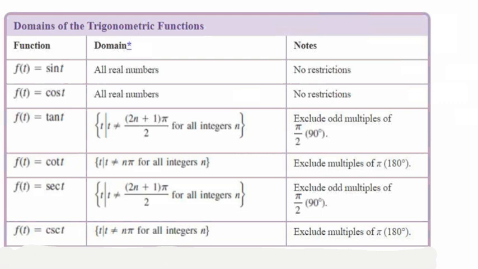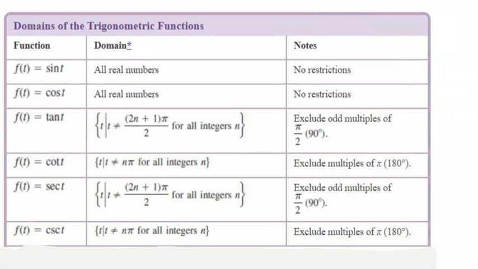For tangent, though, for all of our t's, we're basically saying that t cannot equal 2n plus 1 times pi divided by 2 for any integer n. So we're going to be excluding odd multiples of pi over 2, or 90 degrees. For cotangent, we're saying that t cannot equal n times pi for all integers n. So we're excluding multiples of pi, or 180 degrees.